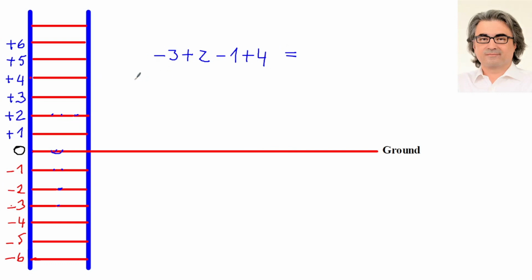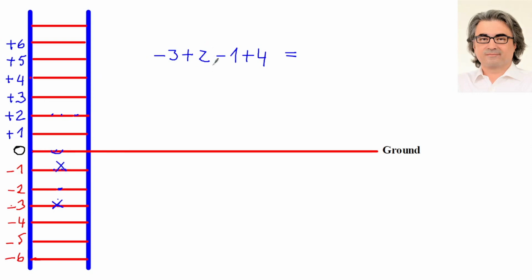Start from minus 3. You know the meaning of minus 3. The first number of this operation is minus 3. So let's start from the ground. Go down 3 steps from the ground. 1, 2, 3, and remark your place. Then the next number is plus 2. So go up 2 steps from where you are, from your last position. 1, 2. Remark here your position.